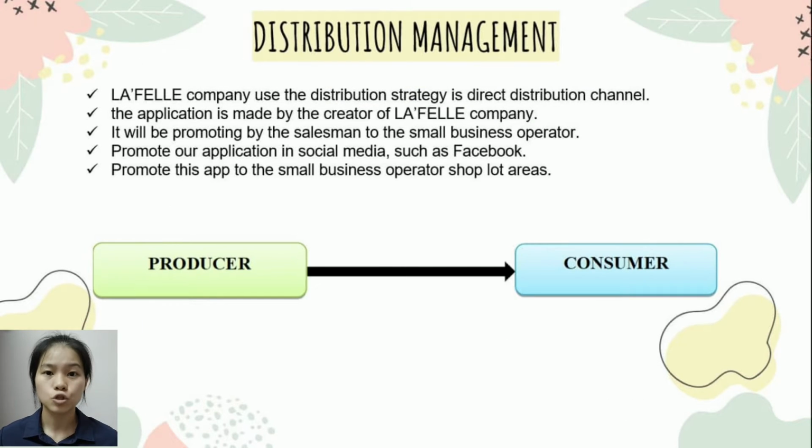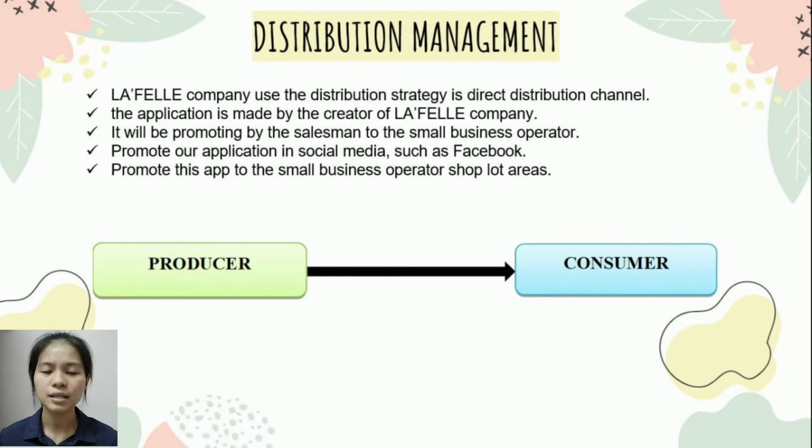Lafayette Company uses a direct distribution channel, which is producer to consumer. Lafayette Company uses this direct distribution channel because the application is made by the creator of Lafayette Company. When the application is done, it will be promoted by salesmen to the small business operators without passing through any retailer. We will also promote our application on social media such as Facebook or Instagram. So people who are interested in the small inventory application can refer to our application and services on Facebook or Instagram.